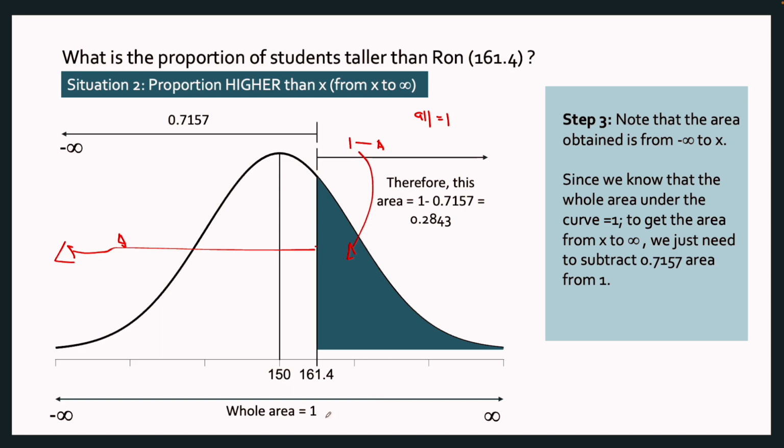Okay. So these are the properties of normal distributions. Everything is equal to 1. To get this portion, 1 minus whatever is left, and you get this. Okay, so I hope that is clear for the second one.